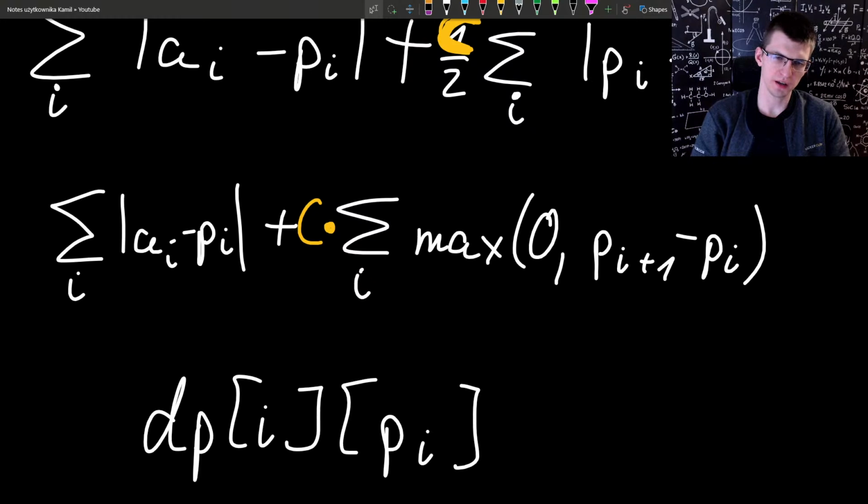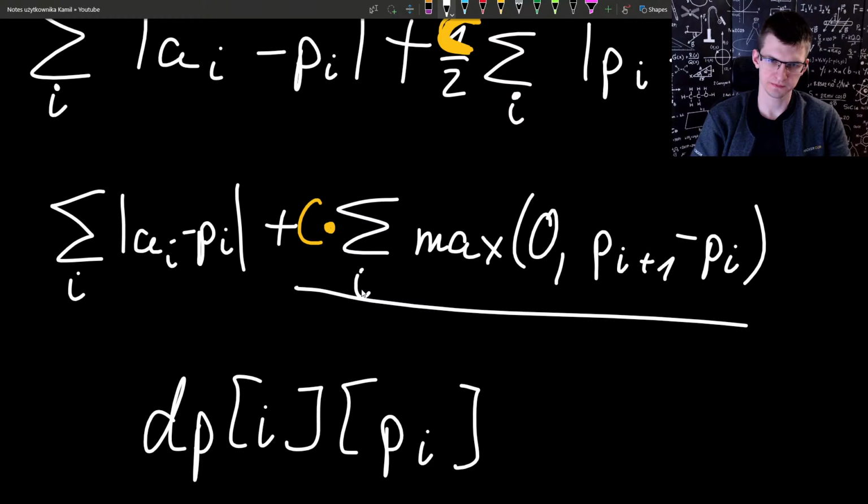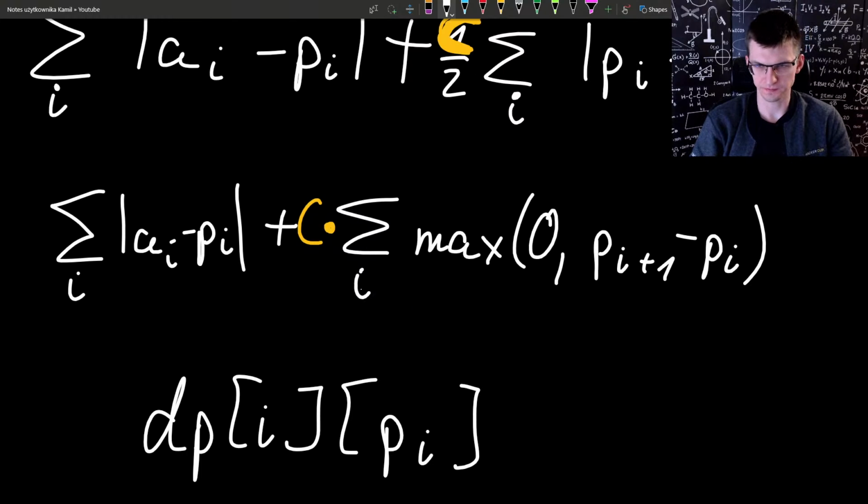If I choose pi equal to ai, then this is 0, but this might be big. So that's the issue. Maybe I should maintain piecewise linear function.